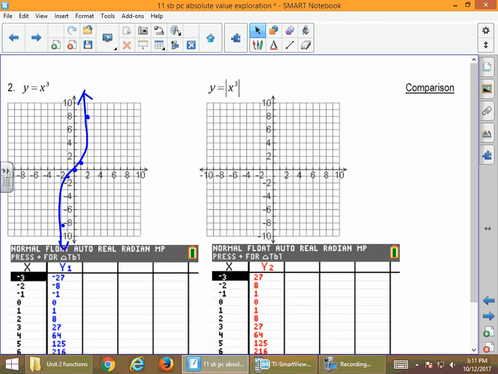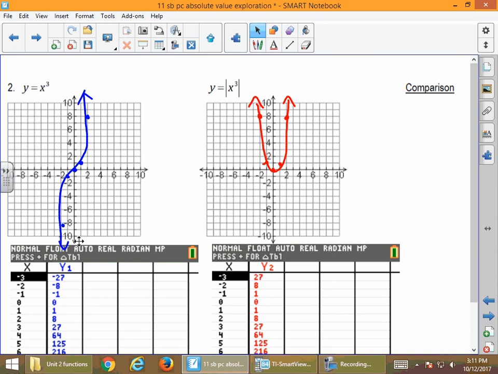So here's some points. And what we have is we have -2, 8. We have -1, 1. We have 0, 0. We have +1, 1. And we have +2, 8. Looks like that.